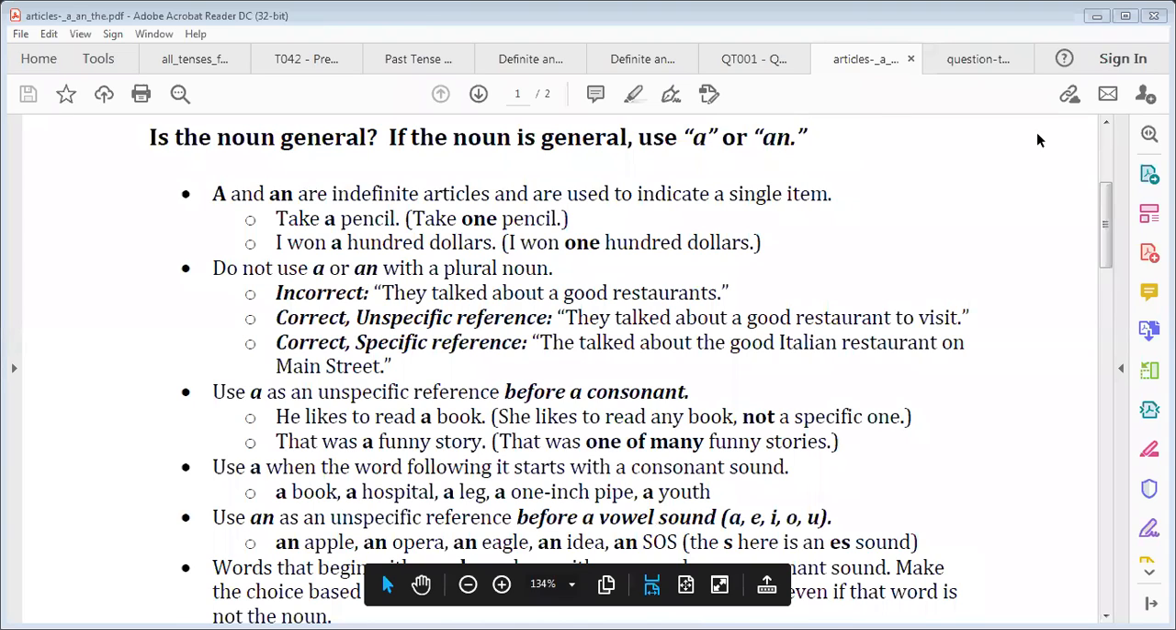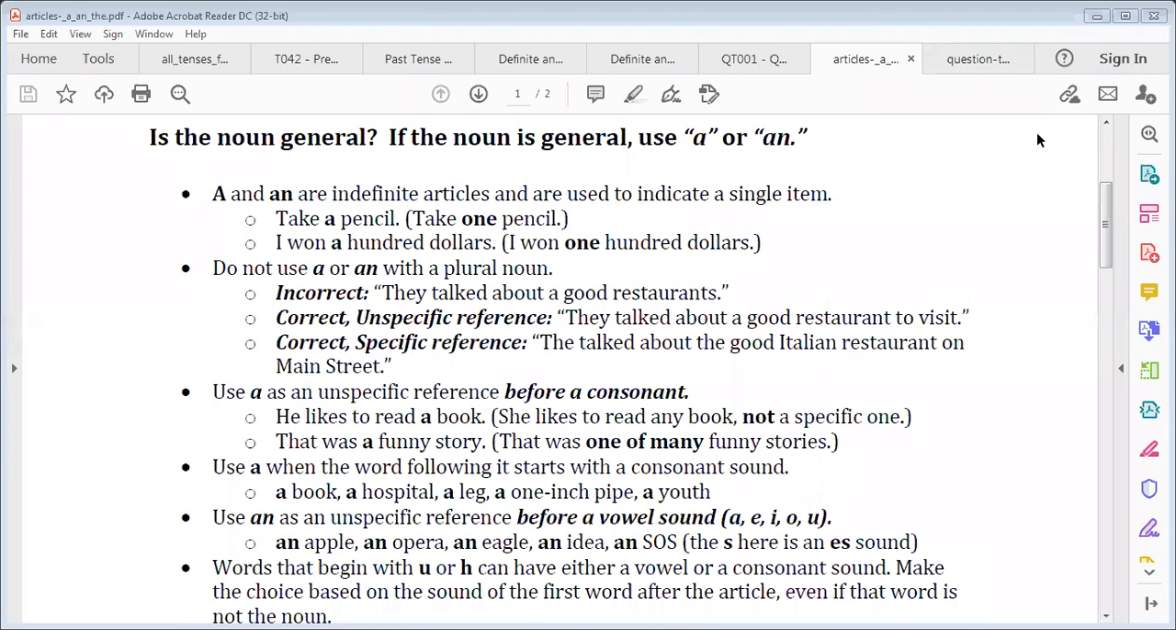What are the questions you ask yourself? Is the noun general? If the noun is general, we use a or an. You know this as indefinite article. Indefinite means something which is not fixed or specific. You're talking in general for a group. Then it is called a general noun. So there are two indefinite articles, a and an. Now where to use a and where to use an?